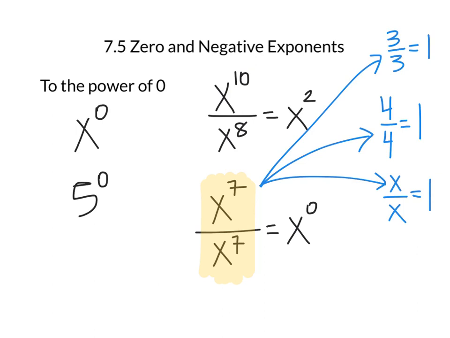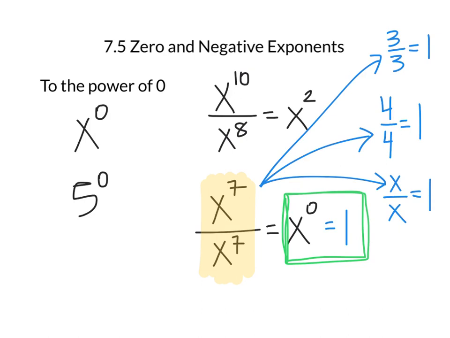So x to the power of 7 over x to the power of 7 should also equal 1. But hold on a minute. Didn't we already say that x to the power of 7 over x to the power of 7 equals x to the power of 0? Why, yes, we did. X to the power of 0 is actually equal to 1. I know it's crazy, isn't it?